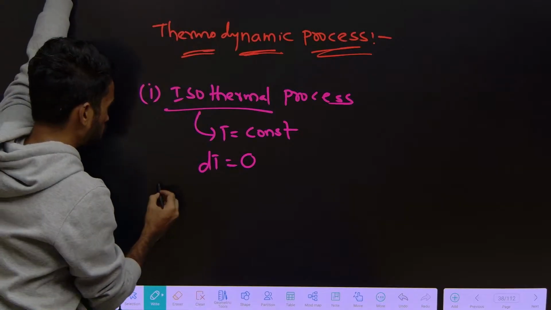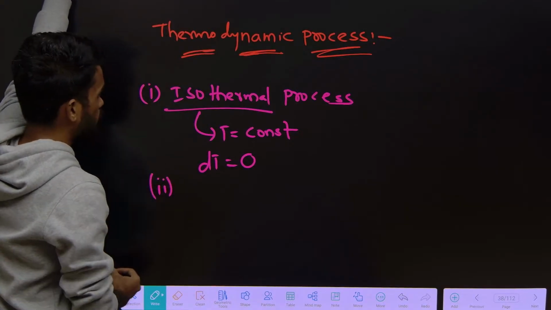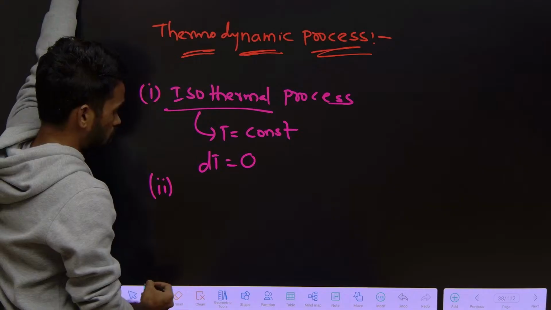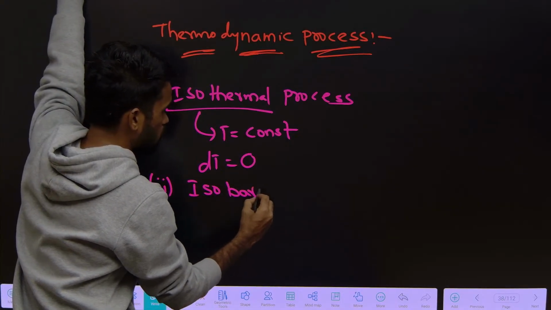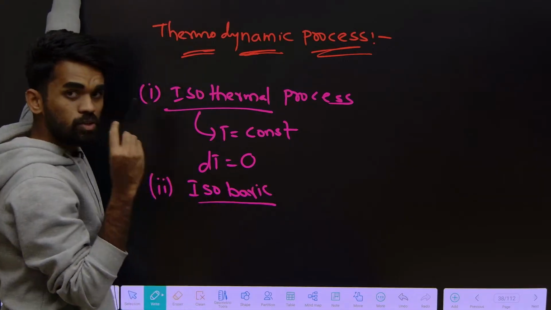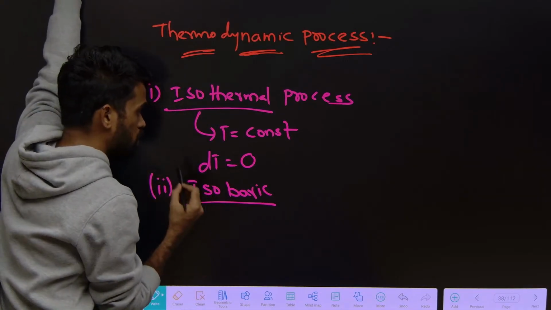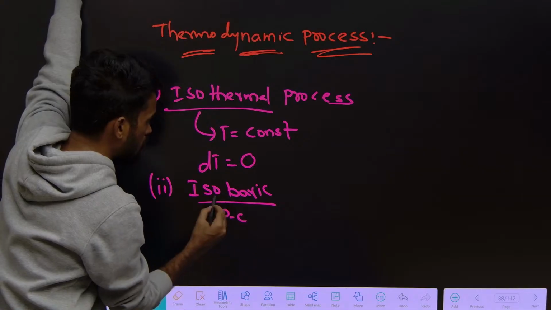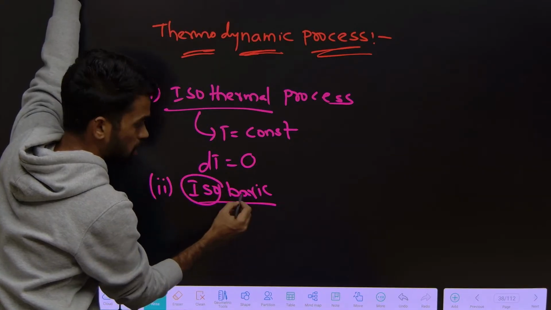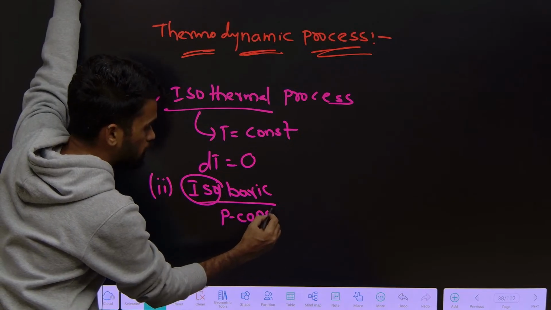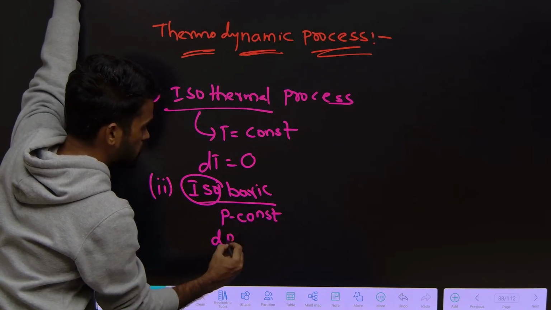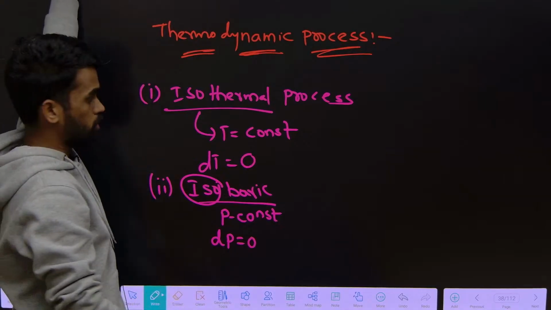Similarly, we have one more term called isobaric process. Baric, bar is a unit of pressure. So isobaric process means pressure is constant. Iso means same, bar means pressure, so pressure will be constant throughout the process. So dP, the change in pressure, will be 0. Hope up to here it is clear.